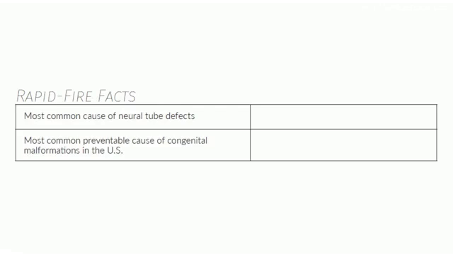The most common cause of neural tube defects is folate deficiency. And the most common preventable cause of congenital malformations in the U.S. is alcohol use during pregnancy.